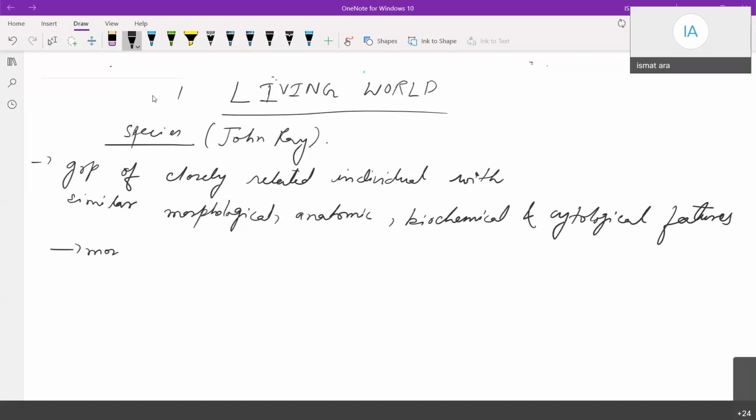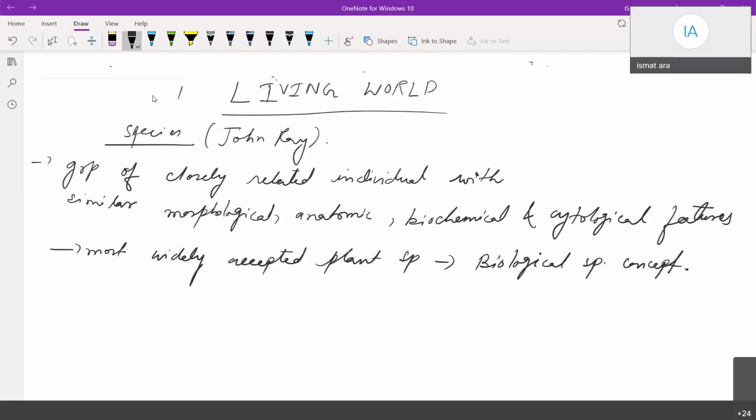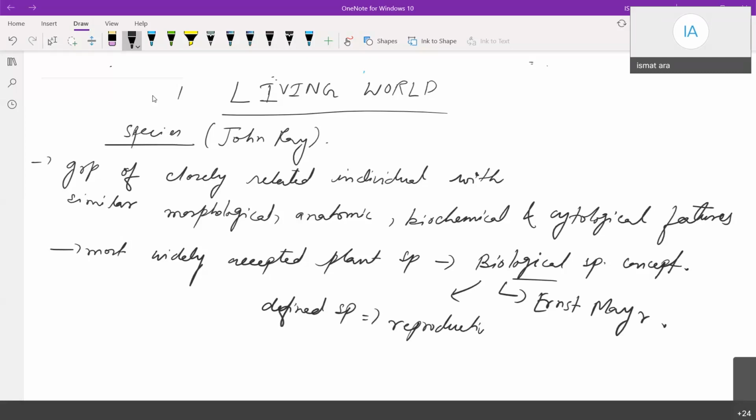Now, most widely accepted plant species concept, that is biological species concept. Now, this biological species concept was given by Ernst Mayr. Now, we defined species on the basis of reproductive compatibility, reproductive compatibility or interbreeding.